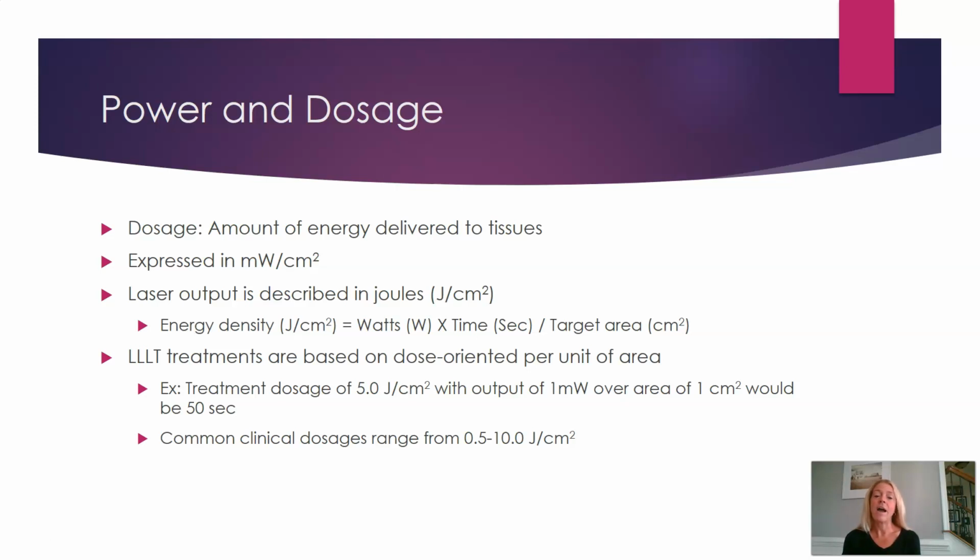So a treatment dosage of 5.0 joules per centimeter squared with an output of 1 milliwatt over an area of 1 centimeter squared would be about 50 seconds. If we look at the machine, most of this is going to be pre-programmed for you when you choose your output. Common clinical dosages are going to range from 0.5 all the way up to 10 joules per centimeter squared. Again, somewhat similar to ultrasound in that we started on the low end at 0.5 watts per centimeter squared, but we typically maxed out at 2 or 3 watts per centimeter squared for ultrasound. For laser, we're able to go up a bit higher when we're talking about joules per centimeter squared.